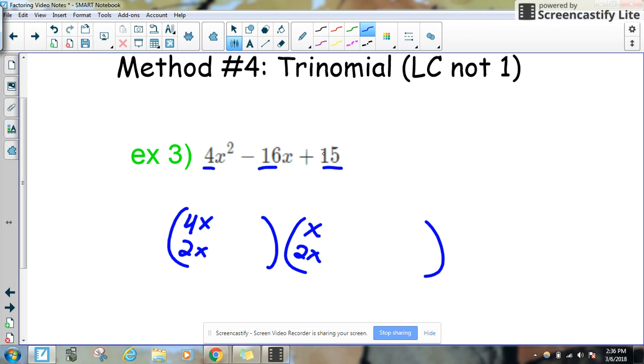Additionally, there are two ways to multiply to 15. You could do 1 times 15, or you could do 3 times 5, okay? Last, let's talk about signs. You're multiplying to get a positive number, but you're adding together to get a negative. The signs must both be negative, right? A negative times a negative would give you a positive, but they would add together to give you a negative number. Well, here's where we do a little guess and check.